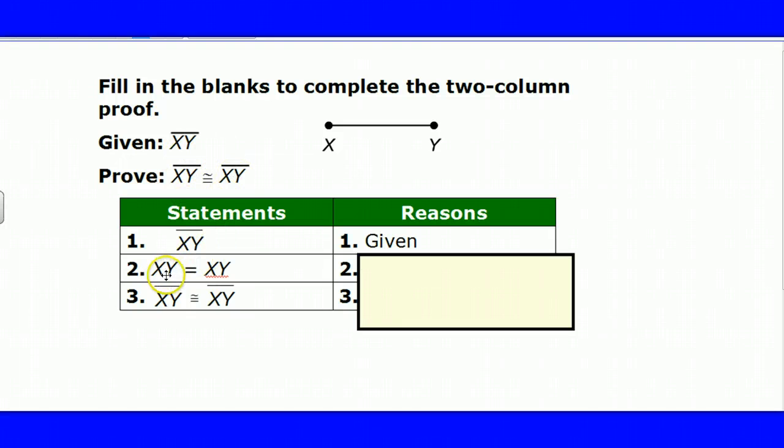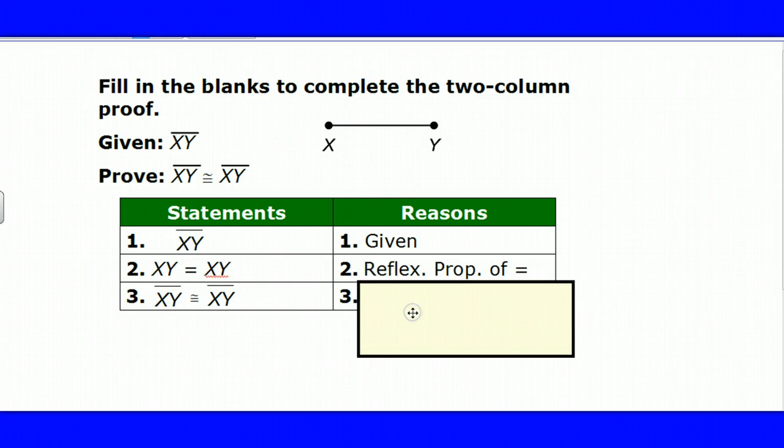We now can say XY equals XY. Why can we say that? Well, we were given a segment, just a single segment, right? And what did we call this? We were looking at various reasonings 2 days ago, right? Various logic steps, and this is the reflexive property of equality, all right?